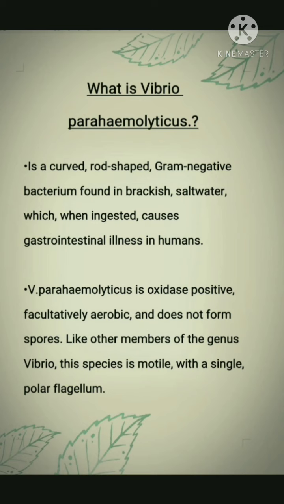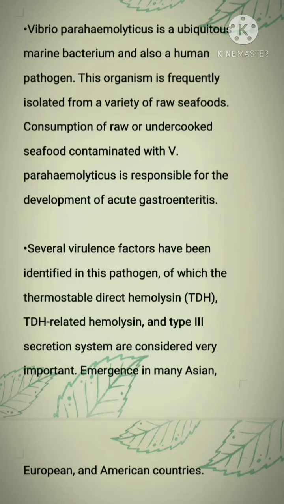What is Vibrio parahaemolyticus? It is a curved rod-shaped gram-negative bacterium found in brackish salt water, which, when ingested, causes gastrointestinal illness in humans. V. parahaemolyticus is oxidase positive, facultatively aerobic, and does not form spores. Like other members of the genus Vibrio, this species is motile with a single polar flagellum. Vibrio parahaemolyticus is a ubiquitous marine bacterium and also a human pathogen. This organism is frequently isolated from a variety of raw seafoods.